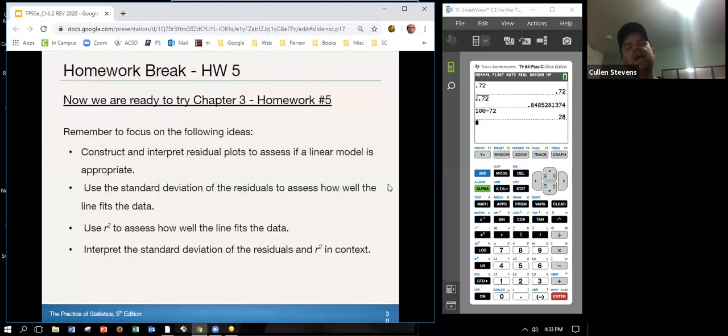So this is a good time to take a break and stop and work on homework number 5. In homework number 5, we're really working to construct and interpret residual plots to assess if a linear model is appropriate. Thinking really a lot about doing that on our calculators. Using the standard deviation of the residuals to assess how well the line fits the data. And then using R squared to assess how well the line fits the data. And then interpret the standard deviation of the residuals, that's S, and R squared in context. So if you're stopping to do your homework here, look at the video, see where we stopped, and then come back and join us.